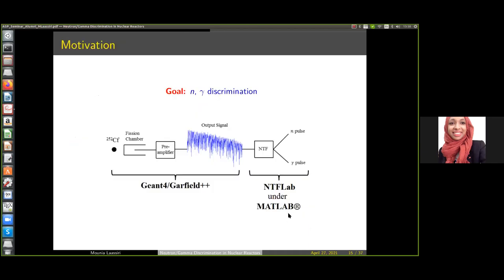The slide here summarizes the steps which will be followed in this PhD work. The output signals of our simulated fission chamber preamplifiers with californium 252 source will be considered as observations. These observations will be processed by using the NTF algorithm, non-negative tensor factorization, to extract independent components, which will be characterized later in order to reach our discrimination goal. So the first part was done via the Geant4 Garfield++ interface, and the second part is done via the NTFLab toolbox under MATLAB.